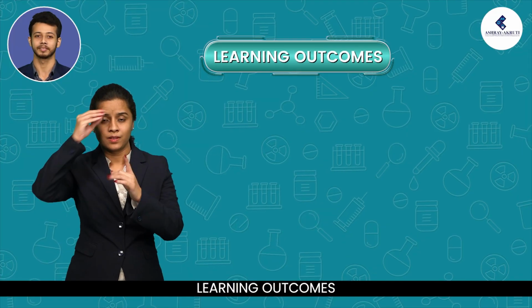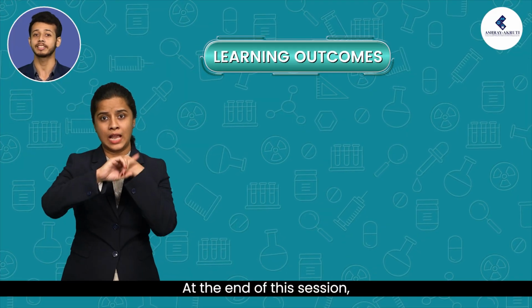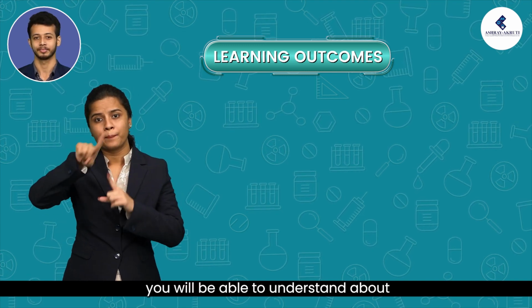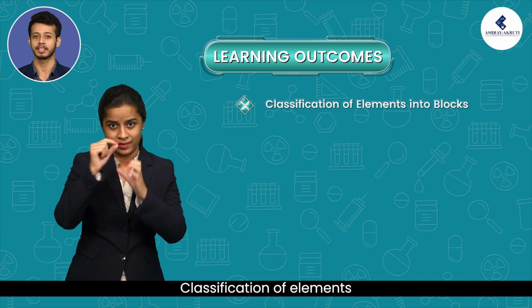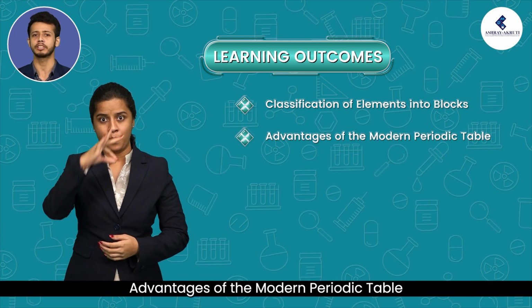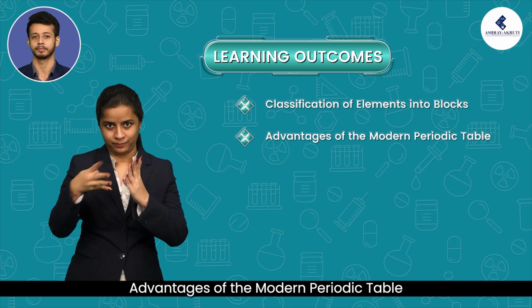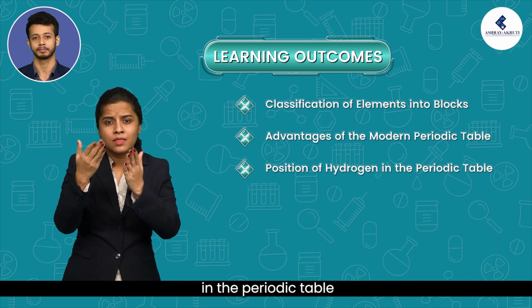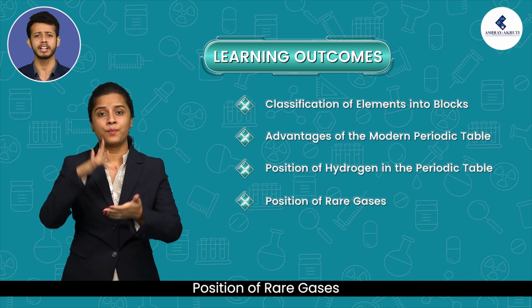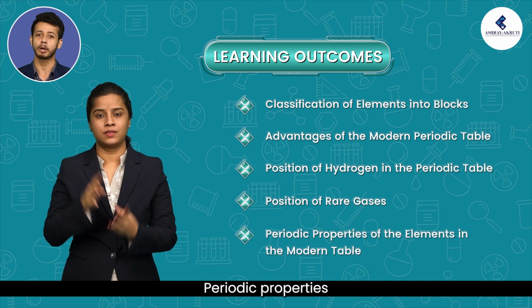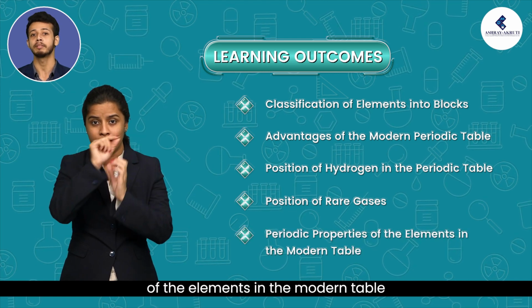Learning outcomes. At the end of this session, you will be able to understand about classification of elements into blocks, advantages of the modern periodic table, position of hydrogen in the periodic table, position of rare gases, periodic properties of the elements in the modern table.